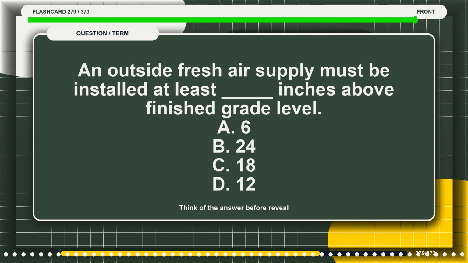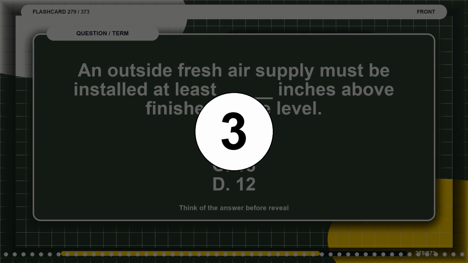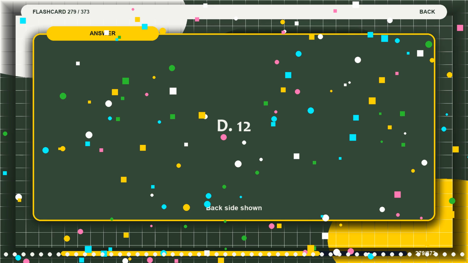Flashcard 279. An outside fresh air supply must be installed at least blank inches above finished grade level. A. 6. B. 24. C. 18. D. 12. Think of the answer before the reveal. The answer is D. 12.